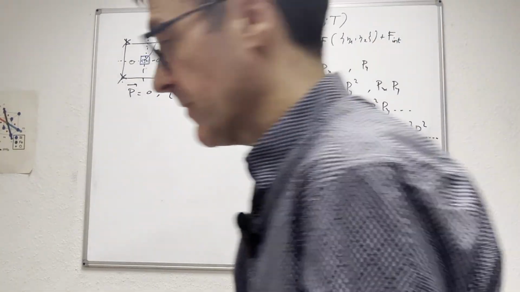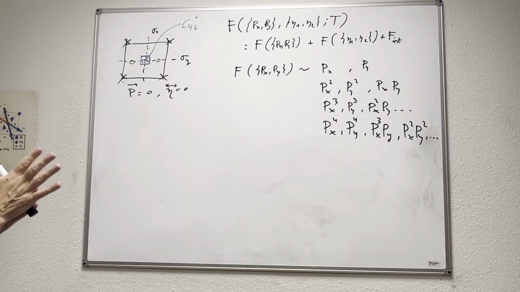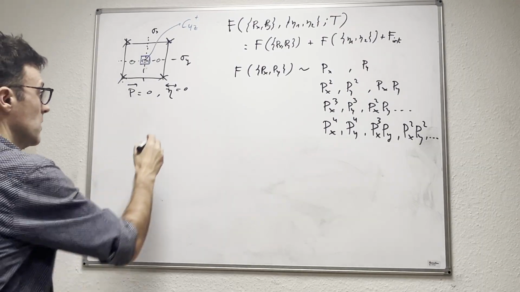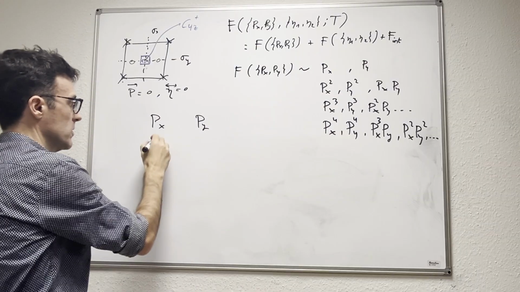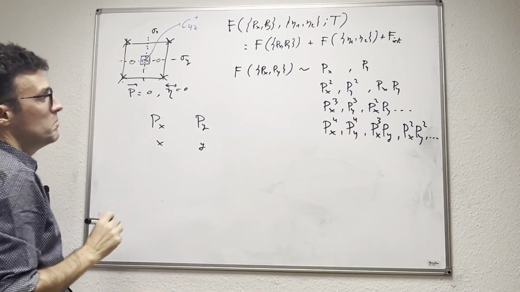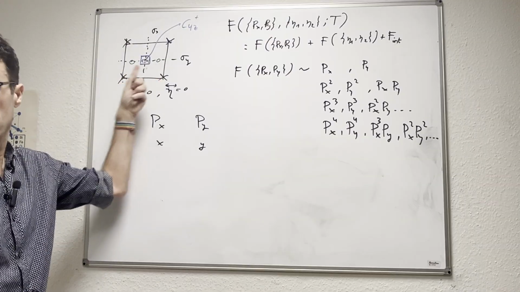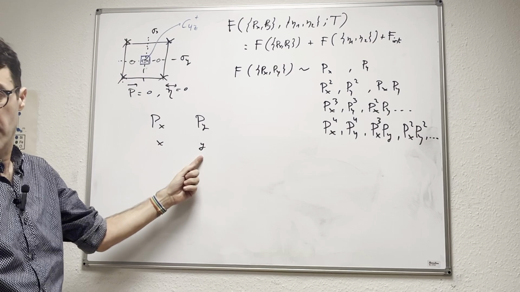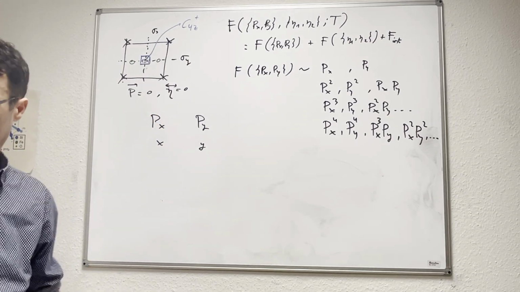Now, what do we expect? Let's start only with the polarization. Imagine we start with an arbitrary state, where for Px and Py we give two specific values, x and y. It means that my central atom has moved by an amount x in the x direction, where x can be positive or negative, and it has moved by an amount y in the vertical direction, where y can be positive or negative.